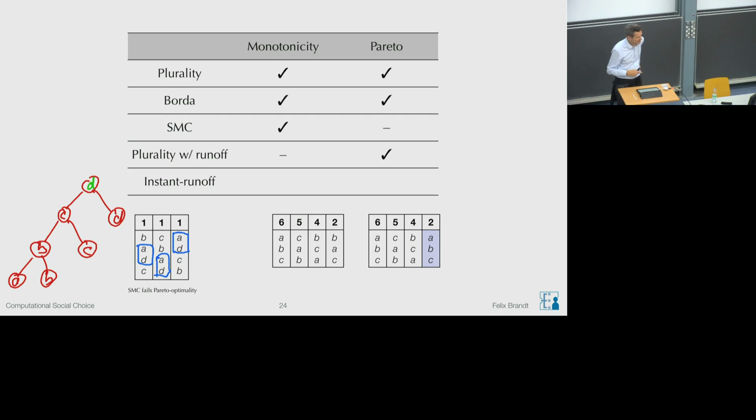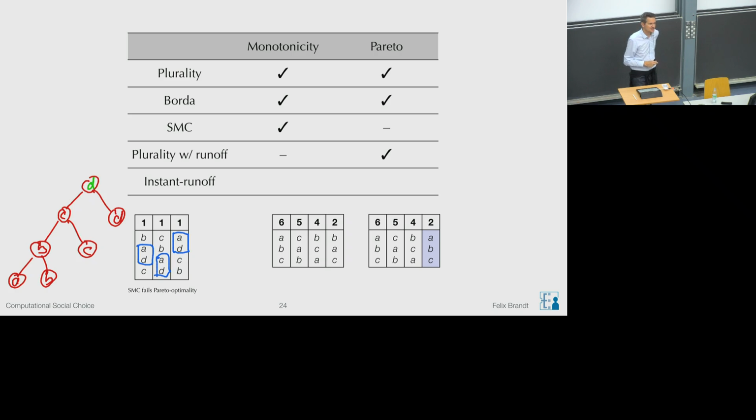Now, instant runoff. Instant runoff is perhaps, out of the ones that I showed you, the most complicated one. It was the one where you delete the alternative with the lowest score, and then alternatives can move up and so on, and you have many rounds until finally you have a winner. So I think for this one it's pretty hard to see whether it satisfies monotonicity or not. But still, maybe you have an intuition.